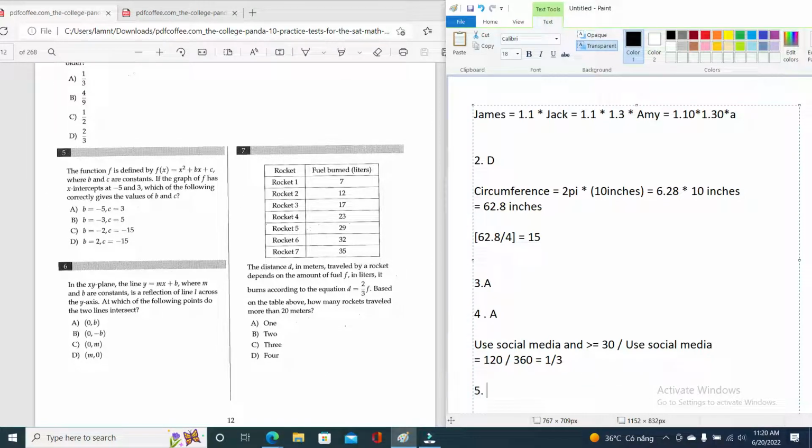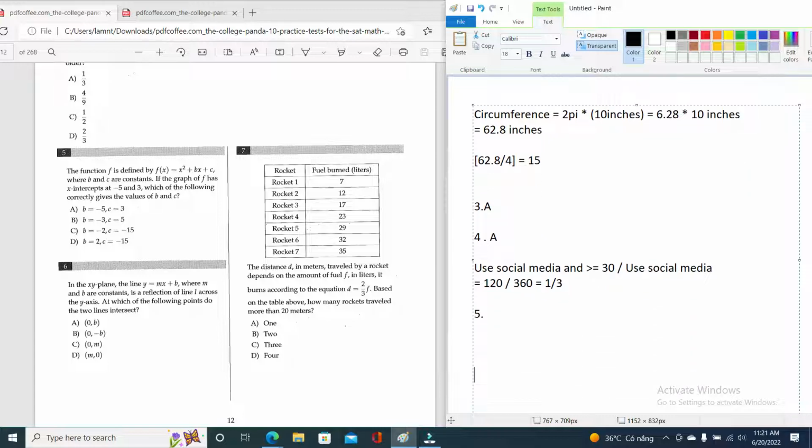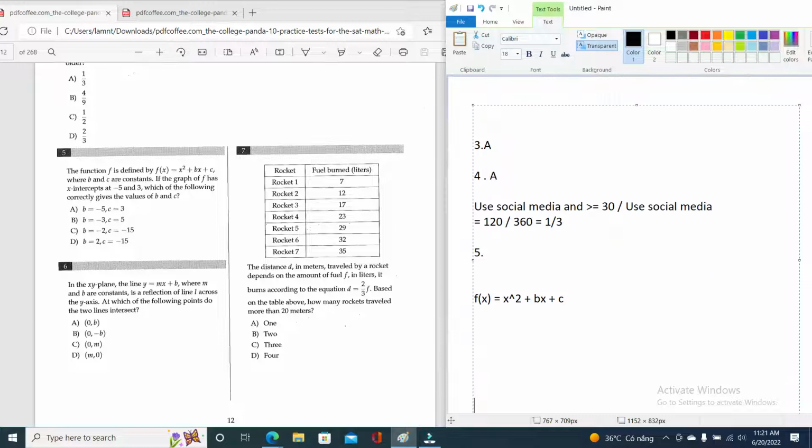Okay, so f of x equals x squared plus bx plus c, given two x-intercepts which are minus 5 and 3. We see a constant and we have to find b and c. Alright, so f of x equals x squared plus bx plus c. Okay, so we know that an x-intercept is minus 5, so we have f of minus 5 equal to 0, and at the same time we have f of 3 also equal to 0.